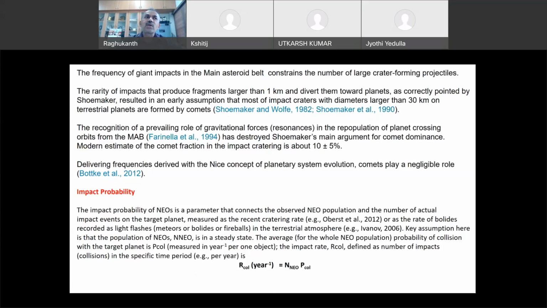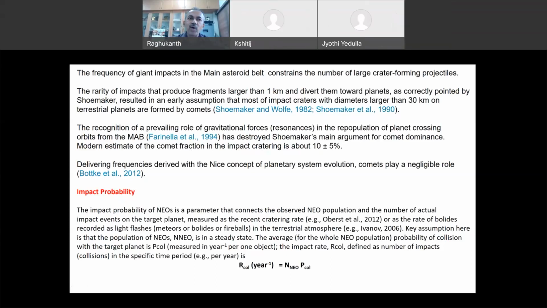they say that the comet fraction, the impact craters made by comets, is almost 10% only. So the most responsible thing is asteroids itself. Okay, so this also is very important. And they say that comets have a negligible role in this impact cratering process itself.